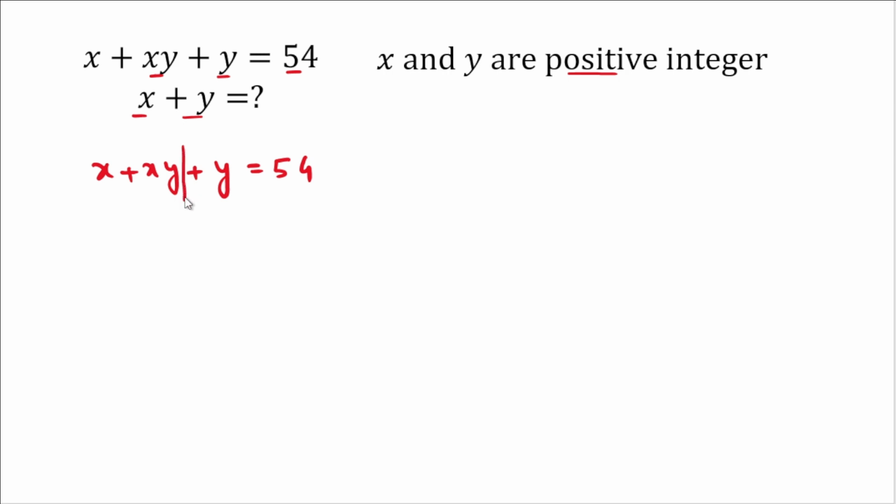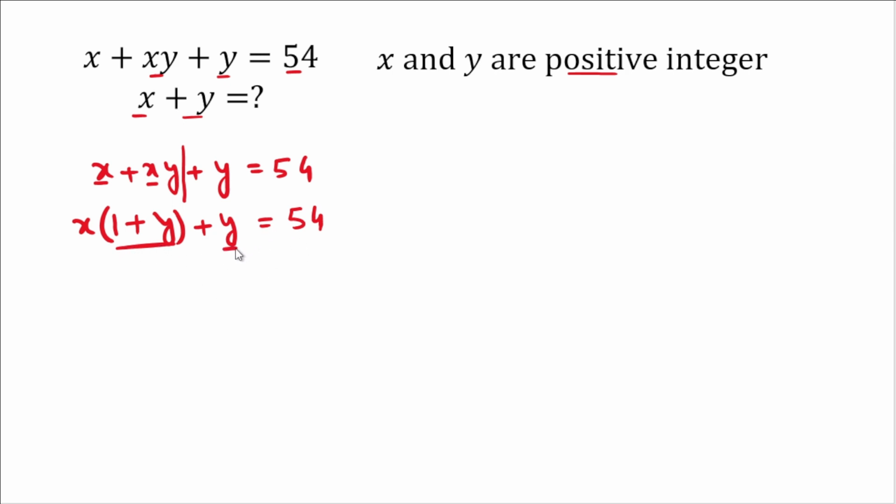We can split the first two, so we'll write the first two first, x plus xy. From these two terms we can take x as common, so x goes outside, the remaining here is 1 plus, and if we take x from this one, the remaining will be y. And next we will write plus y, and the value of it is 54. Now we have got one factor, that is 1 plus y, or we can say y plus 1.